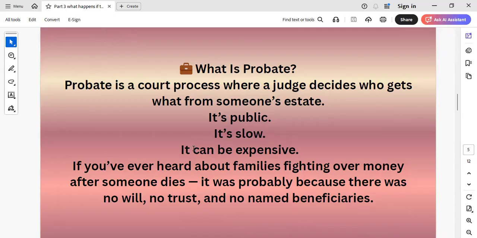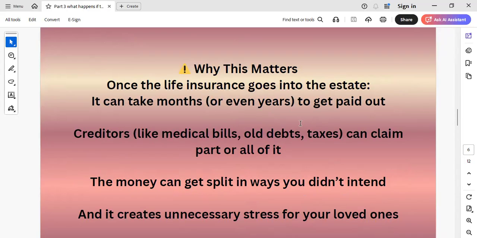That process can be very tedious because I hear about it all the time with the calls that I take from work. So why does this matter? Once the life insurance goes into the estate, it can take months or even years to get paid out. Creditors like medical bills, old debt, and taxes can claim part or all of it. The money can get split in ways you didn't intend, and it creates unnecessary stress for your loved ones.